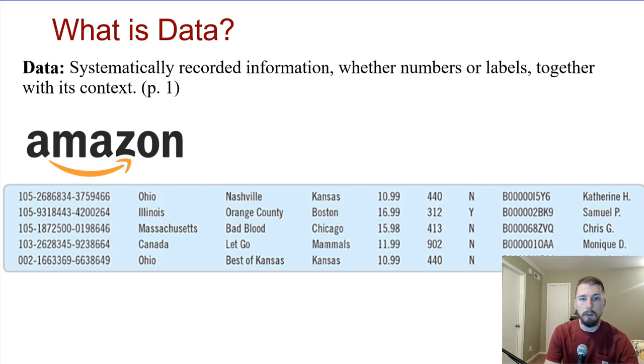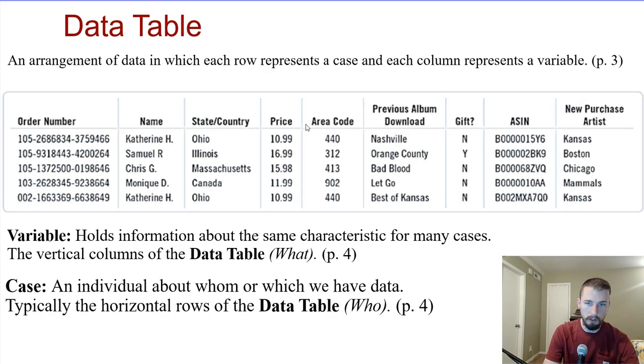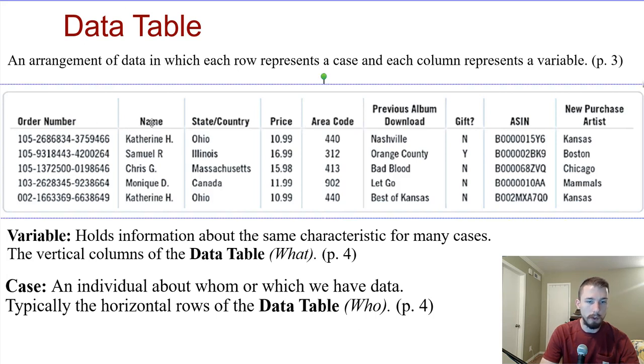I don't know. So anyway, the problem with this data, even though it's organized in a table laid out nicely for us, where we've got our variables as the columns, and each row is going to be each individual case, or each order in this case, I know that, but without the actual titles for the variables, it's hard to figure out what we've got here. So it's very important to have the data along with its context so that we can really make sense of it. So here we actually have the context: order number, name, state or country, price, area code. Okay, I wouldn't have gotten that. Previous album that they downloaded.